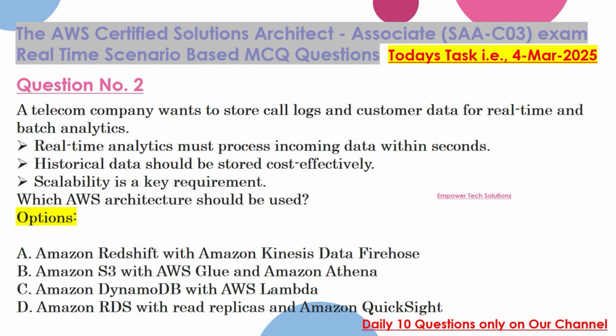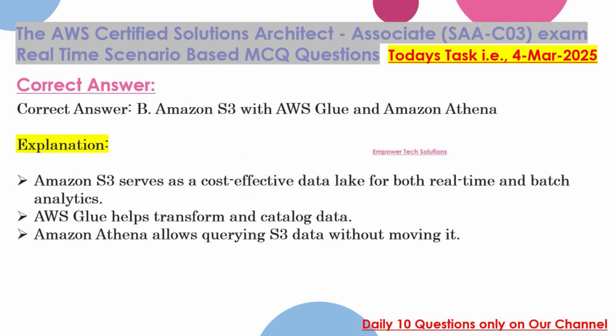Options: A. Amazon Redshift with Amazon Kinesis Data Firehose. B. Amazon S3 with AWS Glue and Amazon Athena. C. Amazon DynamoDB with AWS Lambda. D. Amazon RDS with Read Replicas and Amazon QuickSight. Correct answer: B. Amazon S3 with AWS Glue and Amazon Athena.